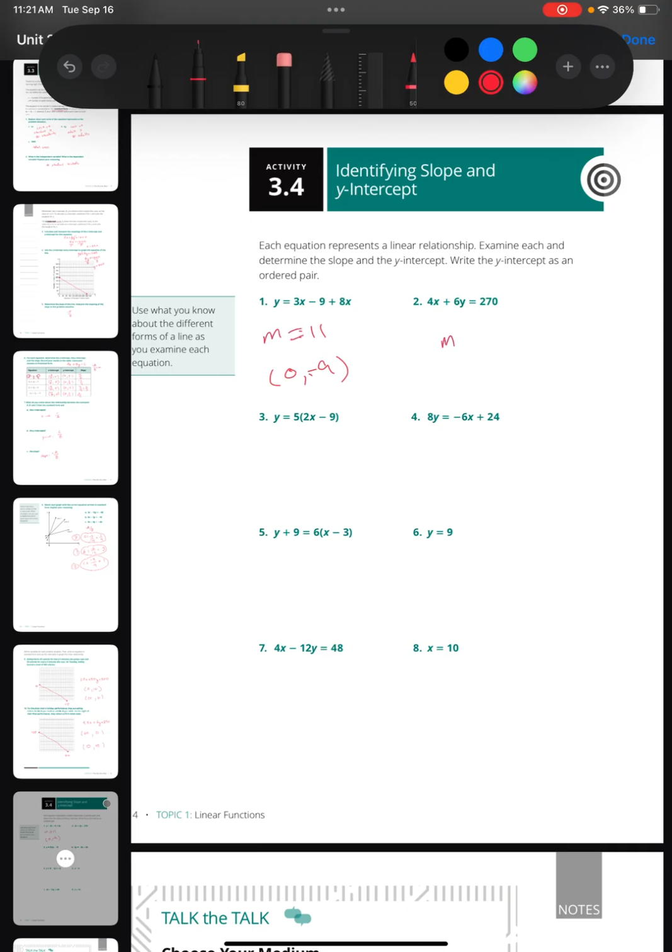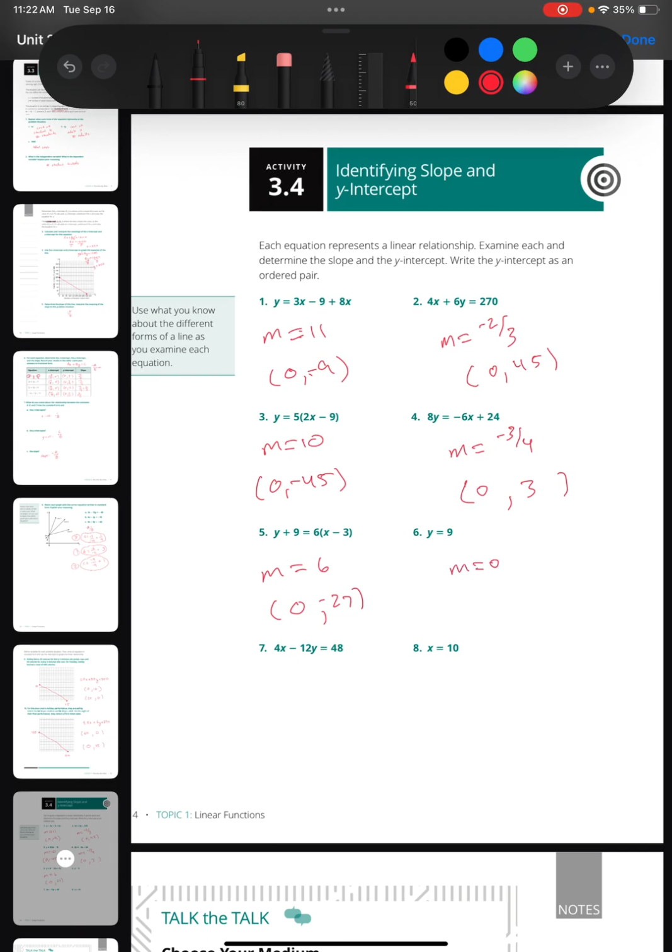For 2, we should have got a slope of -2/3 and a y-intercept of 0.45. For the third one, you should have got a slope of 10 and a y-intercept of 0.45. For the fourth one, you should have got a slope of -3/4 and a y-intercept of 0.3. Fifth one, solve for y, get a slope of 6, or just pick it out from point slope form, and a y-intercept of -27.